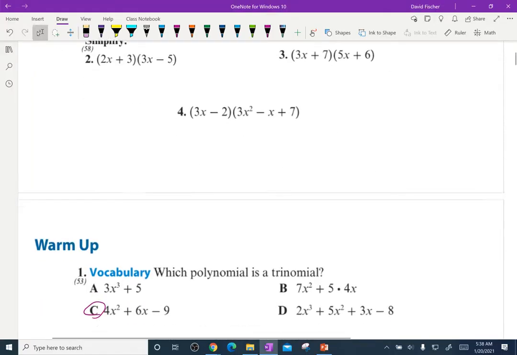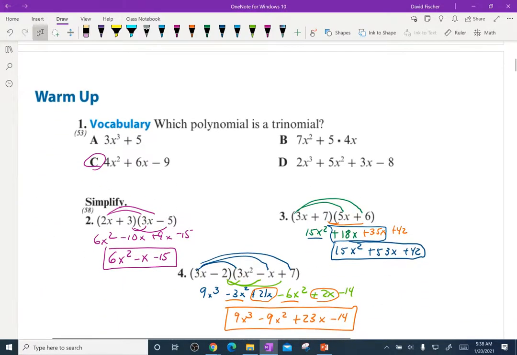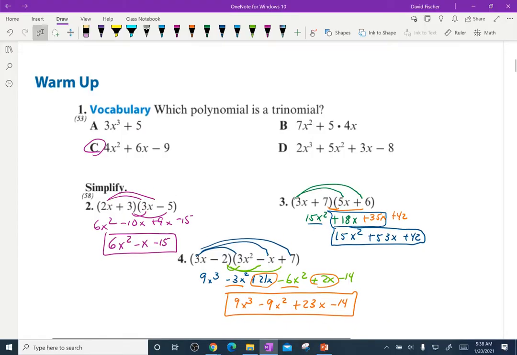All right, welcome back. So, I got C, trinomial means 3. I'm looking for something with 3 terms. This one up here is a binomial. This one's not a trinomial because this guy right here can be multiplied together, and so the work there is not done. A lot of kids would say B is a trinomial, but really you have to take that 5 times 4. Terms are divided by plus and minus signs, okay?